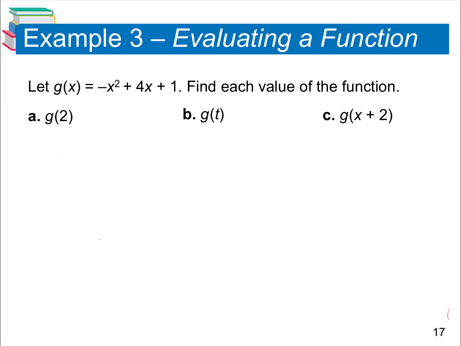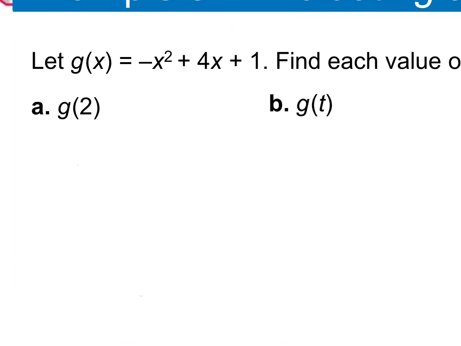So if we look at example A, we have g of 2. So that means that we're going to do g of 2 is equal to the opposite. There's an x, so we're going to put the 2 in for x squared plus 4 times x, which is 2, plus 1. From here, we're just going to simplify. Use your rules for order of operations. So do whatever is in parentheses first, then your exponents, multiplication or division from left to right, addition or subtraction from left to right.